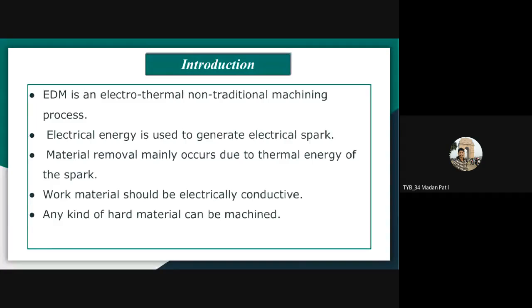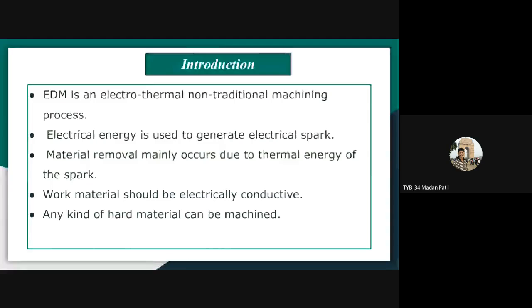But here one condition is there, or you can consider it a limitation of this process. Now, what is that limitation? For this process, your workpiece and the tool should be made up of electrically conductive materials. Your tool as well as your workpiece should be electrically conductive. During this process, the spark is produced between the two electrodes. Now, two electrodes means what? Your tool and the workpiece.